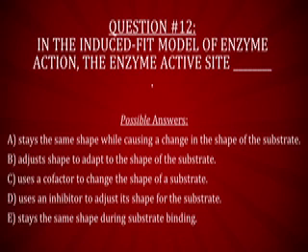Possible answers. A. Stay the same shape while causing a change in the shape of the substrate. B. Adjust shape to adapt to the shape of the substrate. C. Uses a cofactor to change the shape of the substrate. D. Uses an inhibitor to adjust its shapes for the substrate. E. Stays the same shape during substrate binding.